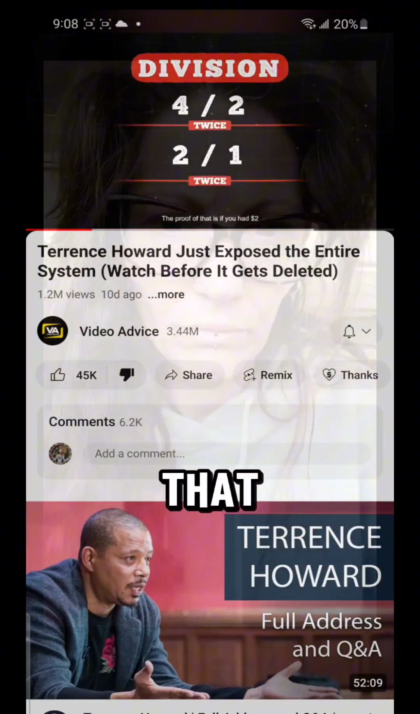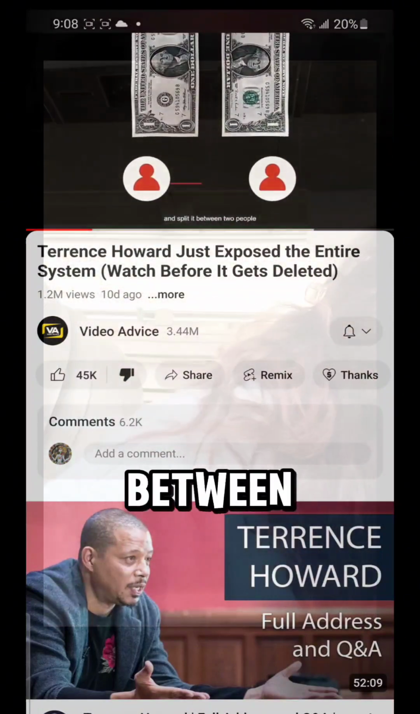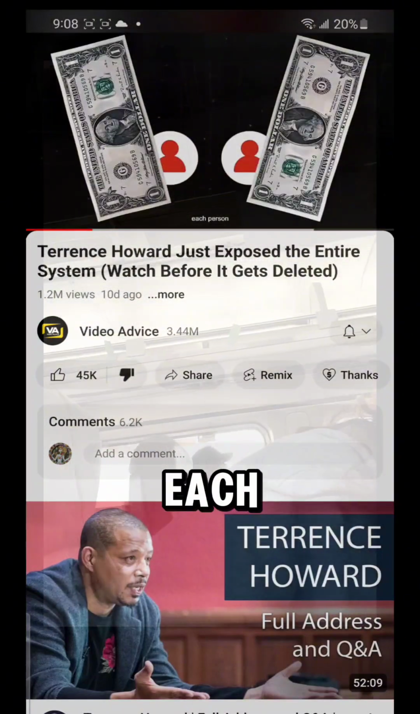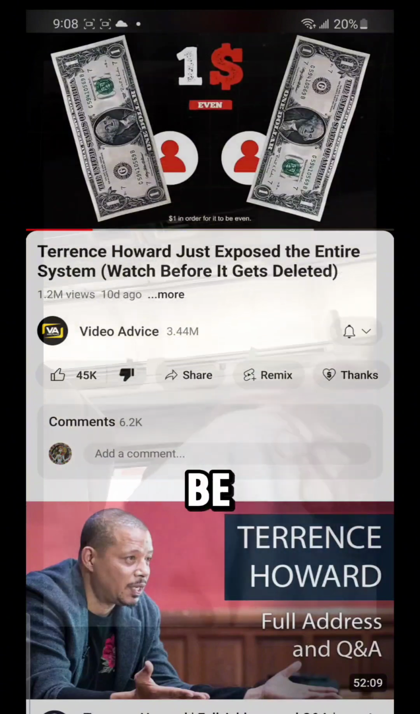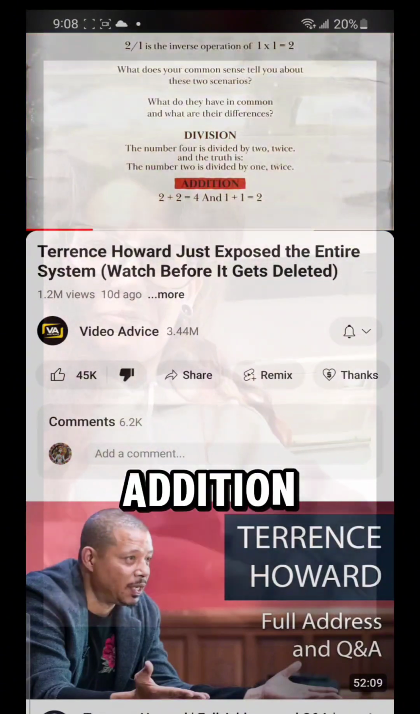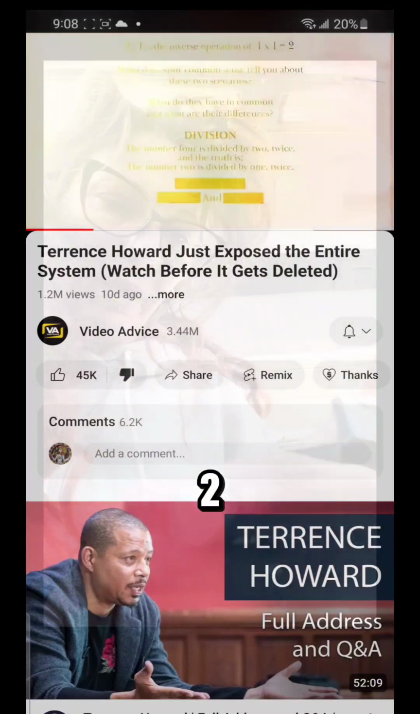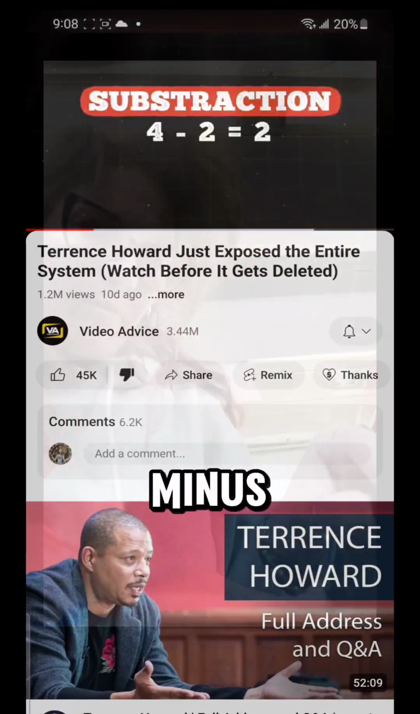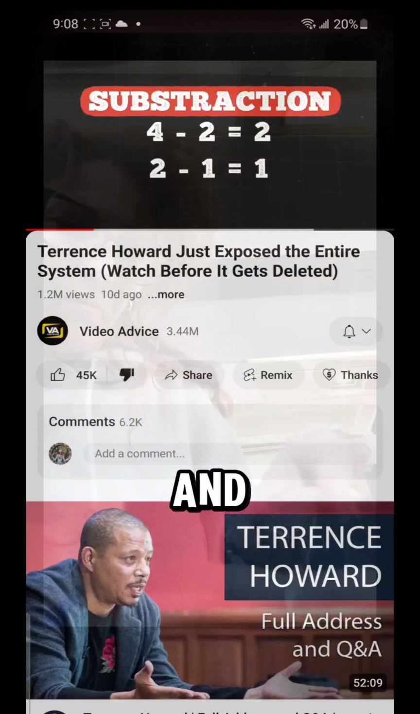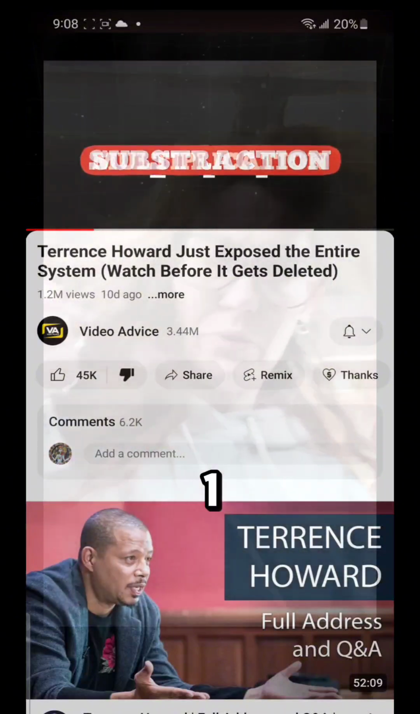The proof of that, if you had $2 and split it between 2 people, you would have to give each person $1 in order for it to be even. In addition, 2 plus 2 equals 4, and 1 plus 1 equals 2. Subtraction, 4 minus 2 equals 2, and 2 minus 1 equals 1.